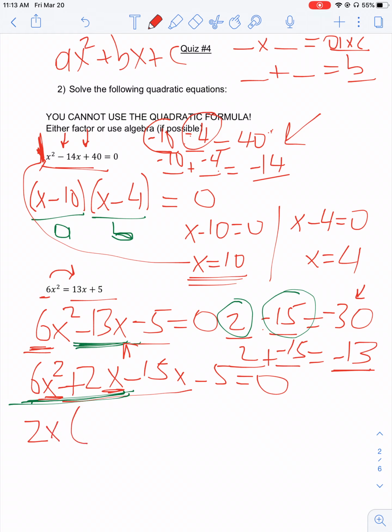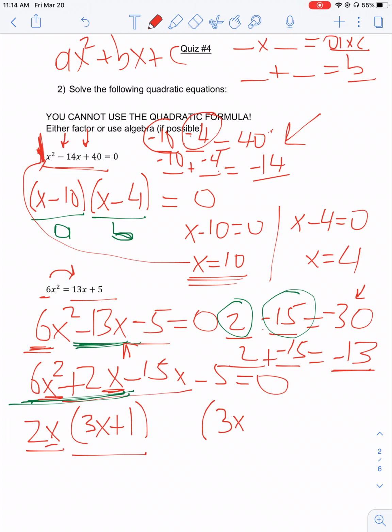open the brackets, and ask yourself, what do I need to multiply this 2x by to get 6x squared? So 2 times 3 is 6, but then I need to multiply this x by another x, right, to get the x squared. And then what do I need to multiply 2x by to get 2x? Well, just 1, right?